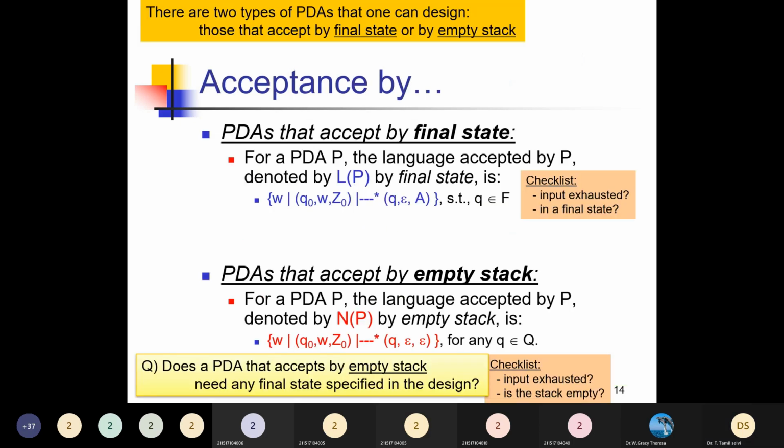And then next, in a PDA there are two ways to accept the given string. There are two possible ways to accept the given string. The first one is acceptance by final state, and the other is acceptance by empty stack. There are two types of PDAs that we can design: those that accept by final state or accept by empty stack. There are two ways of acceptance of a PDA.